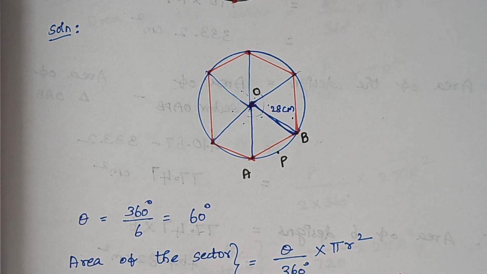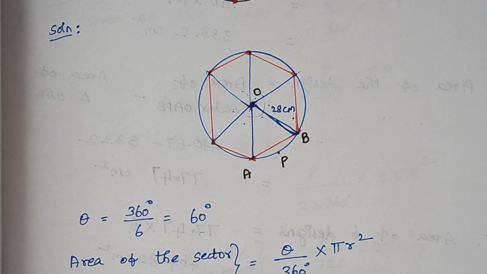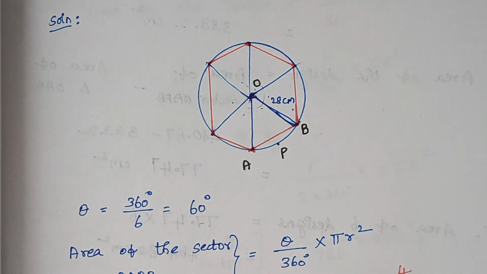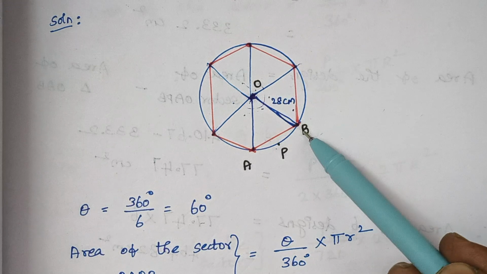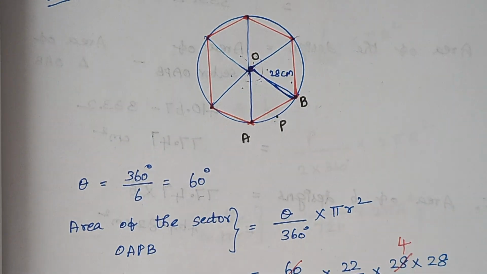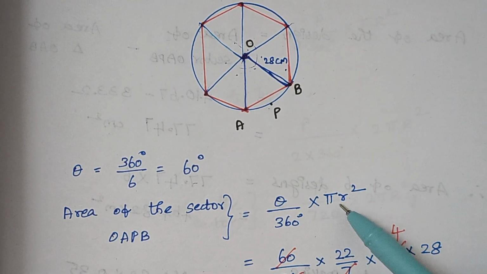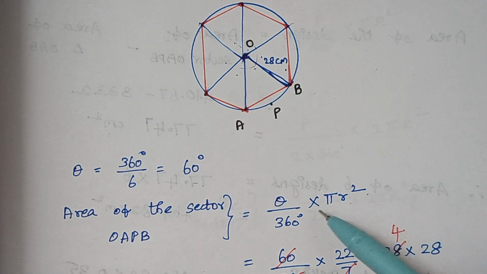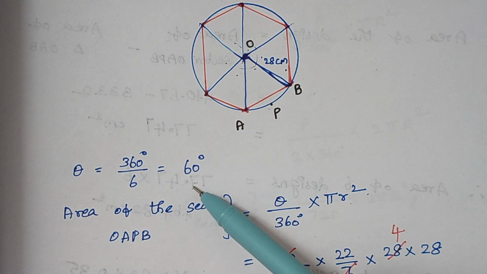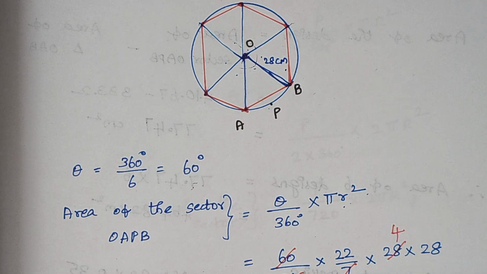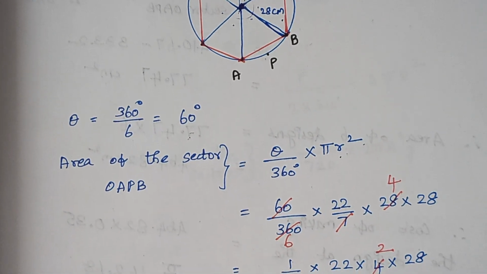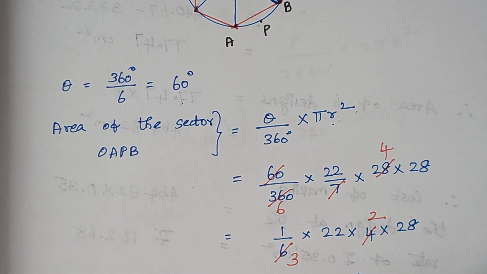Now we are going to find the area of a sector. Here I am considering the sector OAPB. The formula is theta by 360 degrees into pi r square. What is the value of theta? It is 60. And what is the value of r? It is 28, given in the problem. So just substitute the values over here.